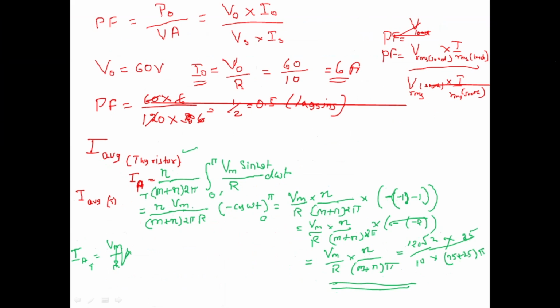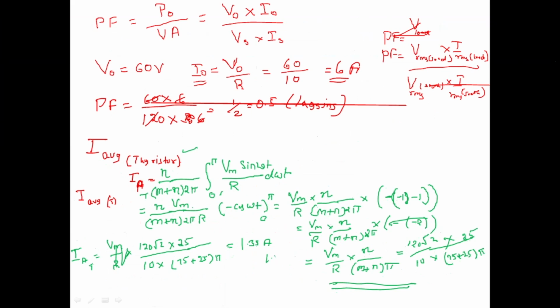So what is... okay, I have already written this. Vm by R is 120 into root 2, and n is 25. You will get, in the denominator, R is 10, m is 75, this is the off cycles, again n is 25, then pi. So you will get a value nearer to, in the textbook I think it is given as 1.33 amps.